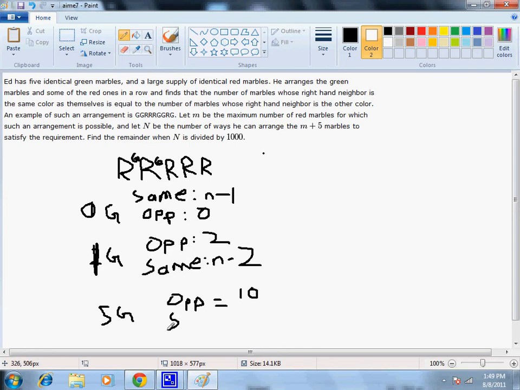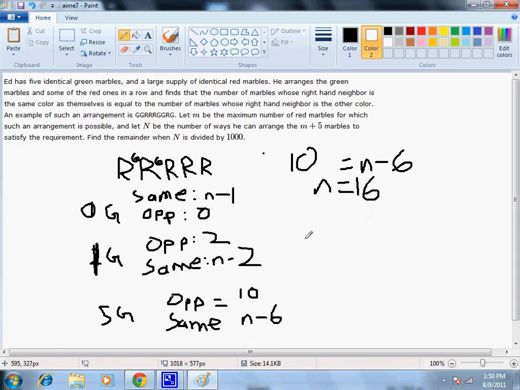And then the same would be n minus 6. And at this point, you have the maximum number of those with opposite colors because you put the greens in such a way that none of the greens touch each other. So since the opposites equal the same, 10 equals n minus 6, which means n equals 16. So that means there are 16 red marbles and 5 green marbles.